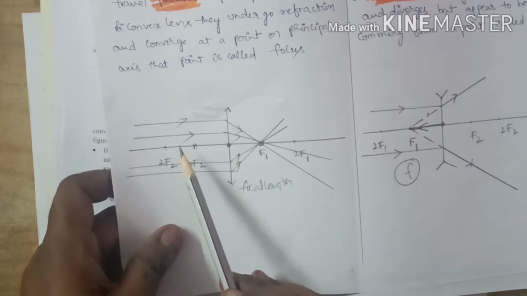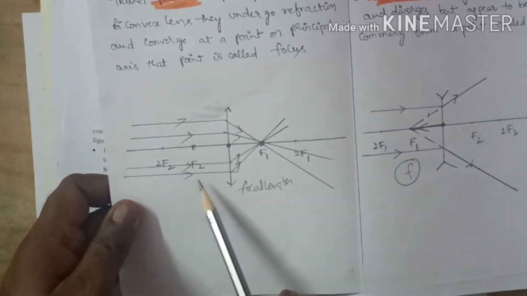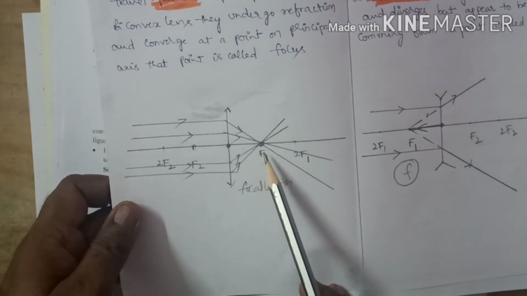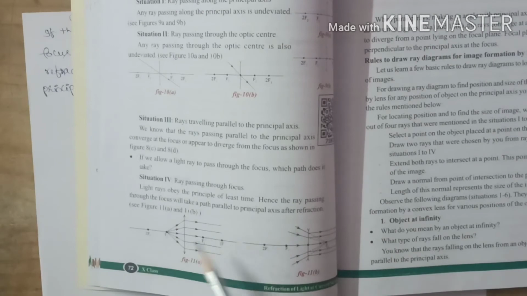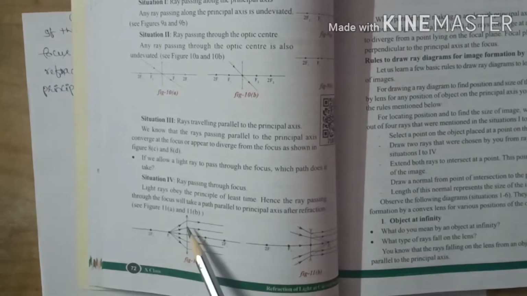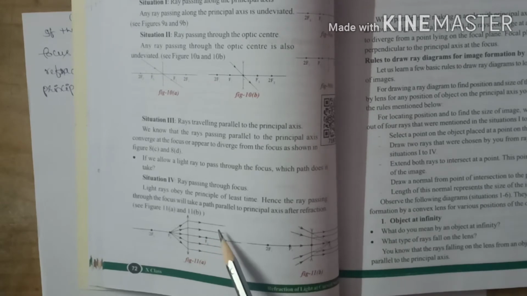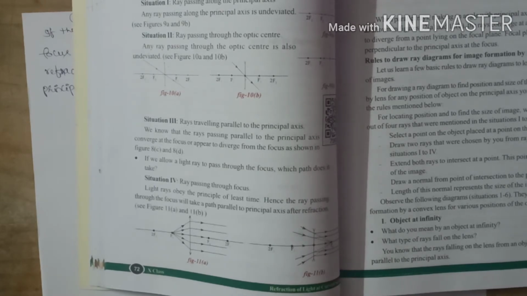Here in this case, light rays are traveling parallel to the principal axis and they are converging at a point on the principal axis called the focus. Here in this case, light rays are coming from the focus. After the refraction, they travel parallel to the principal axis. Let us see how to draw this ray diagram.